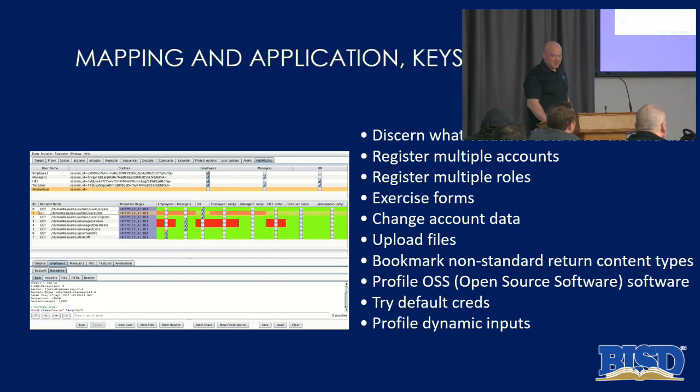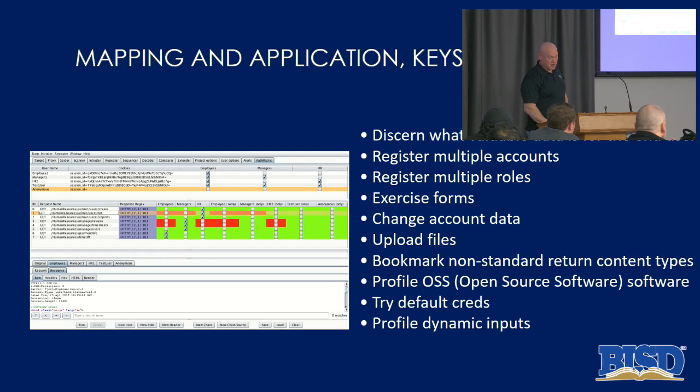Mapping applications for success. So you discern what valuable data is for the end user. If you're looking at the different bug bounties, you find out what kind of data they're looking for. Are they looking for personal data, credit card data, or anything like that? You want to register multiple accounts, so that way you can try to see if you can take over one of the other accounts, do a replay attack and access the other accounts.